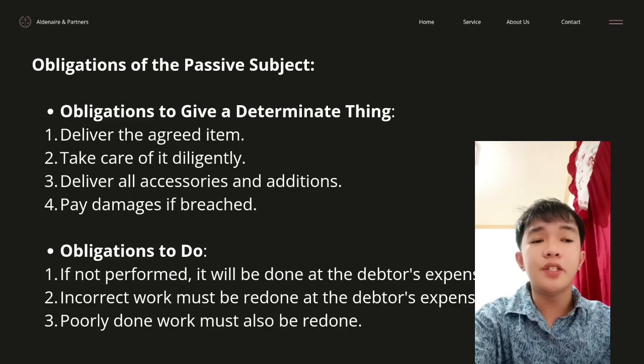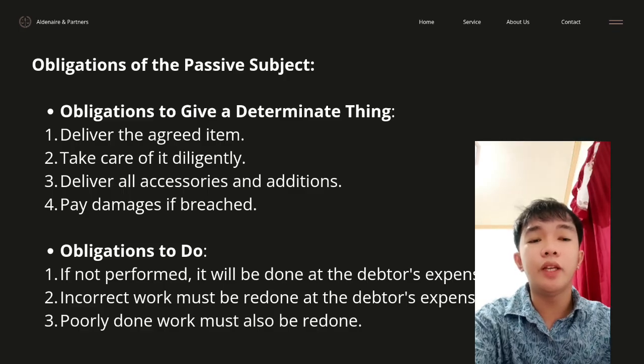In essence, these rules describe the responsibilities of the party who is obligated to either deliver a specific item or perform certain tasks. If they fail to meet these obligations, they must pay for the consequences, whether it's compensating for damages or paying for corrections to the work.